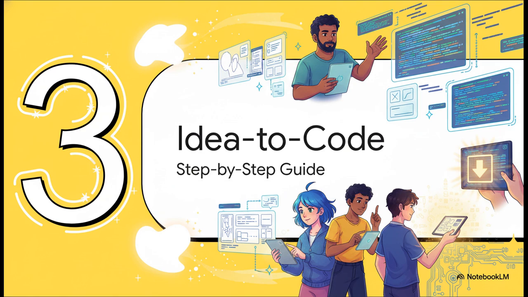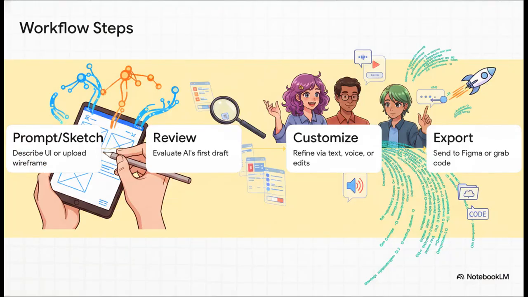Let's look at the practical, step-by-step guide. The actual workflow is incredibly fast, and it takes all the intimidation right out of UI design. Step 1, you just prompt or sketch. Step 2, you review the AI's first draft. Step 3, customize it. Chat with the AI, talk to it, or just make manual tweaks. And step 4, export. That's the whole shebang. You can iterate through half a dozen completely different design concepts in the exact same time it would normally take you just to set up your grid lines in traditional software.